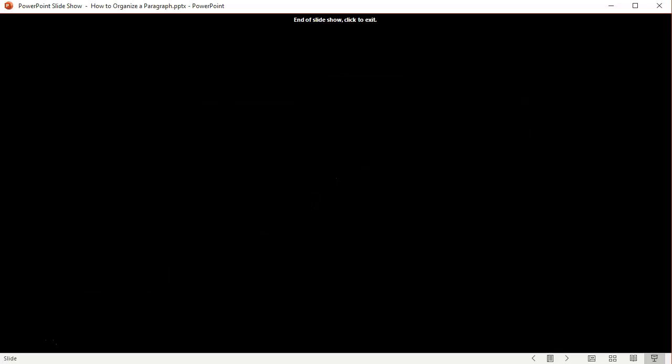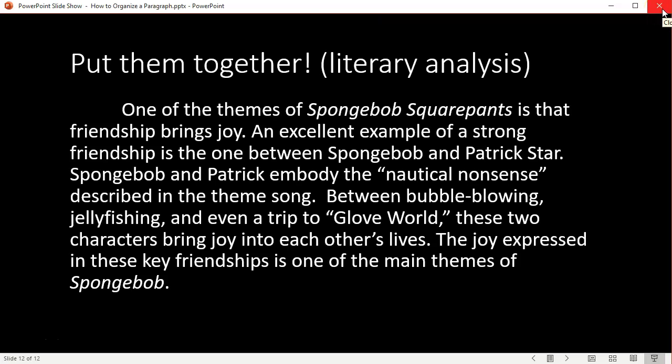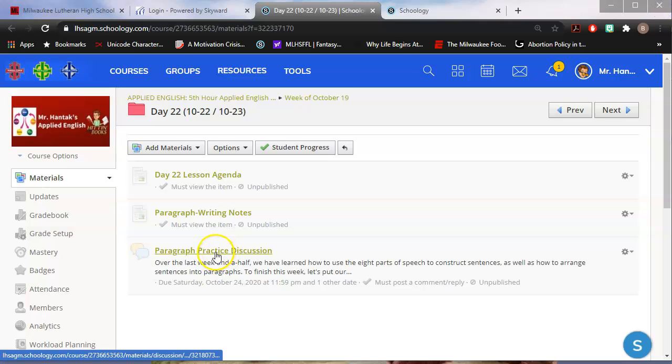So again, I hope you notice how well these paragraphs flow. That's all I have for you there. So there's one more thing I want to show you. And I should note as well, again, use your notes. Have your notes available for you whenever you write, just to give you ideas. I do want to show you paragraph practice discussion here.